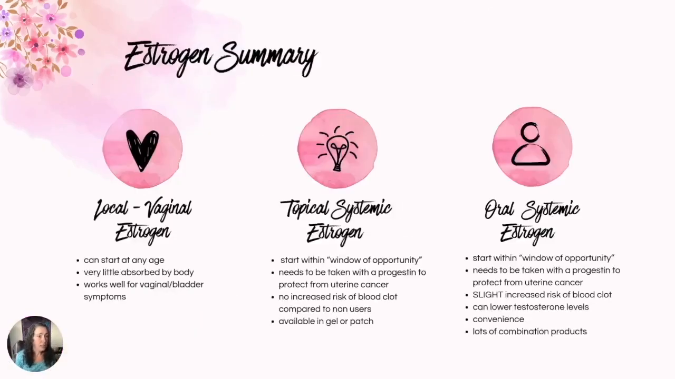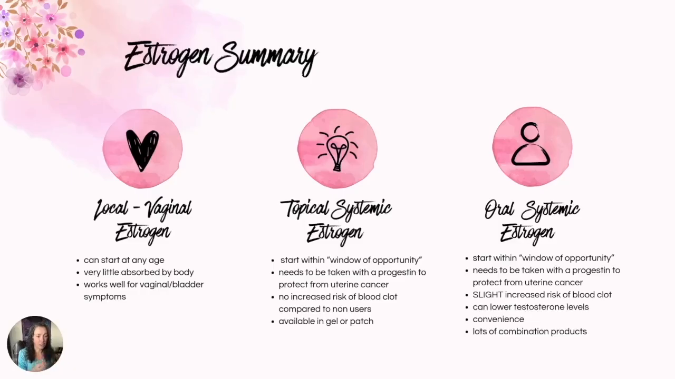So in summary for estrogen, like I said, there's both the whole body estrogen and local estrogen. The local estrogen is the vaginal and vulvar estrogen that can be started at any age. Very little is absorbed by the body, and it works very well for vaginal and bladder symptoms. But it's best when it's started early. The longer you've had a problem, the longer it's going to take to improve, and it may or may not ever get back to quote unquote normal, depending on how much the tissues have shrunk and dried and gotten a lot more tight. It's a lot harder to get them back.